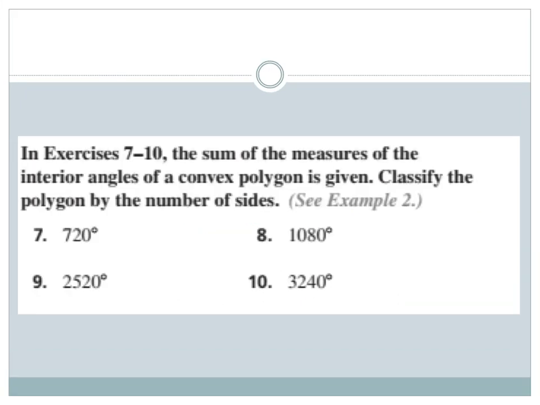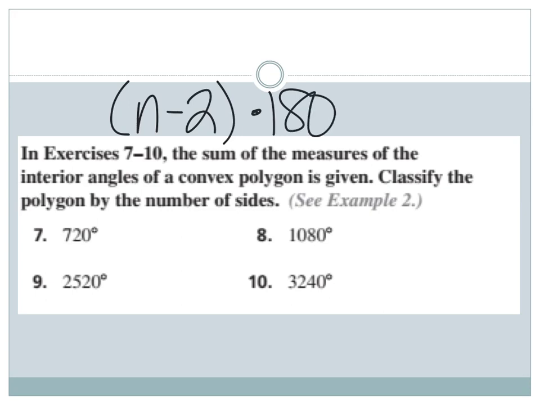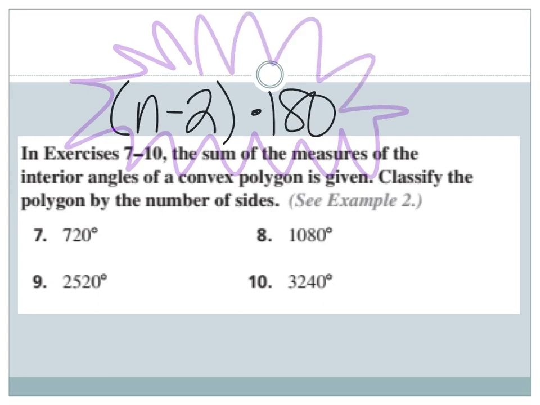The sum of the measures of the interior angles of a convex polygon are given. Classify the polygon by the number of sides. So now we're going to work backwards using the fact that n minus 2 times 180 is our sum. That's our sum formula, so we're going to use that and go backwards. Looking at the first one, I'm skipping number 9 and number 10, so I'm just going to work out number 7 and number 8.